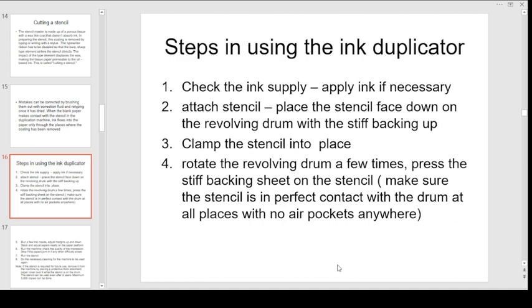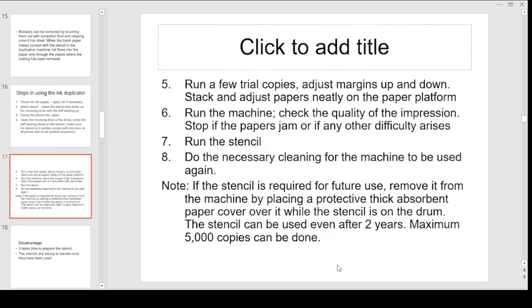This is to make sure the stencil is in perfect contact with the drum at all places with no air pockets anywhere. 6. Run a few trial copies, adjust margins up and down. Stack and adjust papers neatly on the paper platform. Run the machine, check the quality of the impression. Stop if the paper jams or if any other difficulty arises.